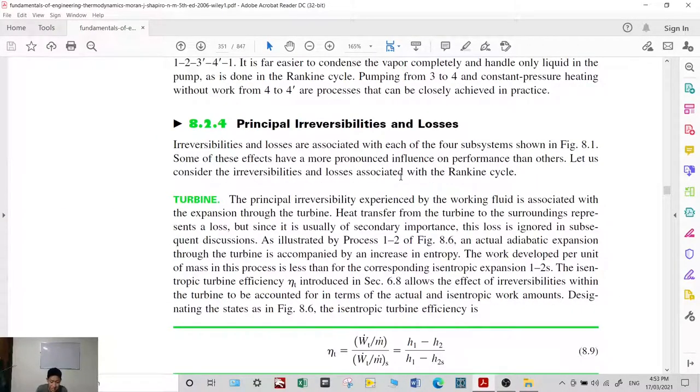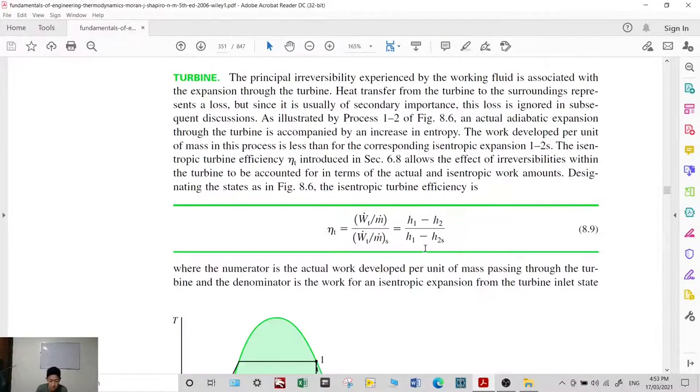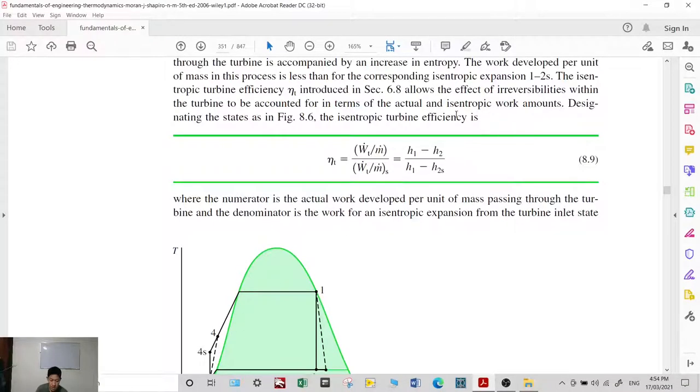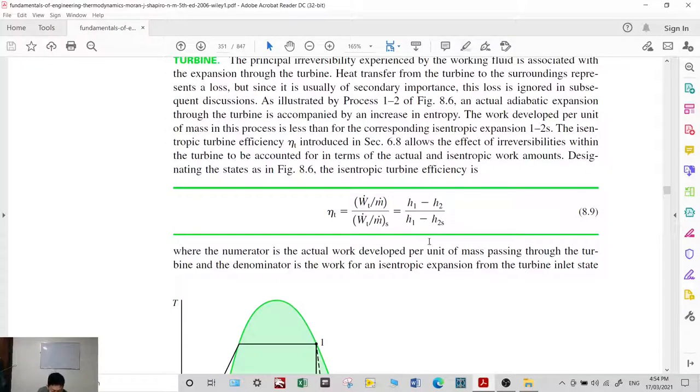Let's discuss the sources of irreversibilities. Based on this graph, the main source of irreversibility is the expansion in the turbine. For the ideal case it is isentropic, but you cannot achieve that, and there is entropy generation. Instead of a straight line, it slants a little. So what is the effect on the thermal efficiency of your turbine?